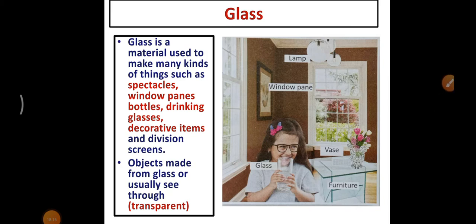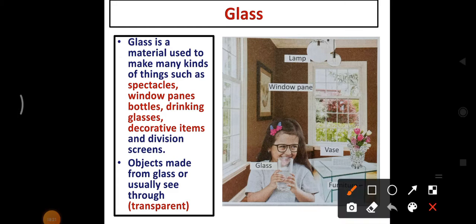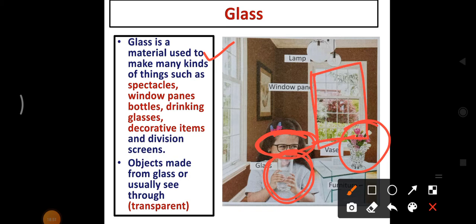The next material is glass. Glass is used to make many kinds of things such as spectacles. See, this is a spectacle. Also window panes, drinking glasses, decorative items and division screens. So glass is used to make many things such as spectacles, drinking glasses, window panes and decorative items.